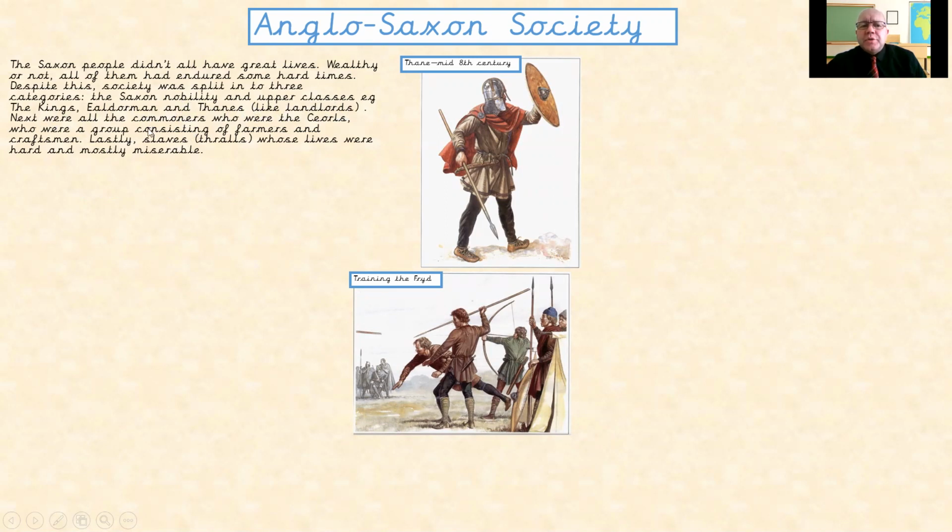Next down were the commoners, or the ceorls. Now the ceorls were basically the farmers and the craftsmen. So these were skilled people, but they weren't particularly wealthy or particularly powerful. They were skilled either in a particular craft or they knew their job as farmers. And then finally, at the bottom of the pile, we had the slaves or the thralls, and their lives were hard and miserable. They did a lot of the hard labor, so a really miserable time.